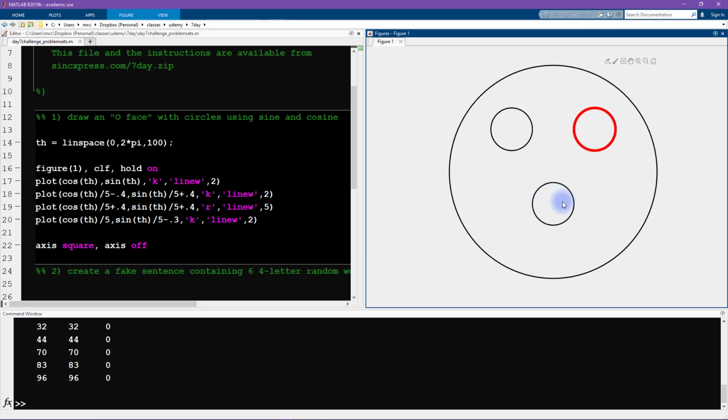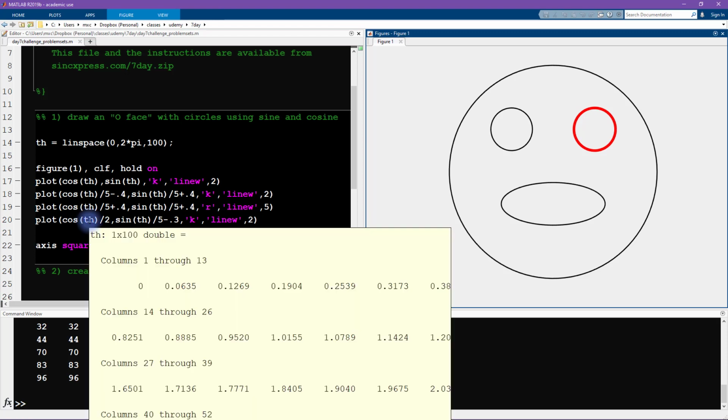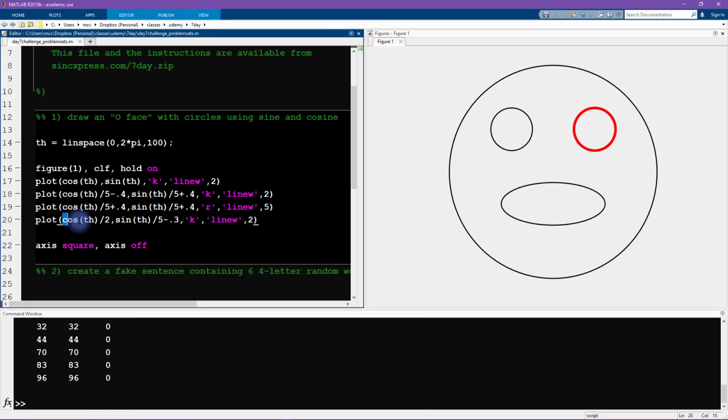But to make this an oval, essentially we need to scale the cosine and the sine differently. In particular, we want the sine, which corresponds to the y-axis, to be relatively compressed, and the cosine to be expanded. So the way that I'm going to do that is by dividing the cosine by 2. So now the x-axis variable is less compressed, and the sine axis variable, or the y-axis, is more compressed.